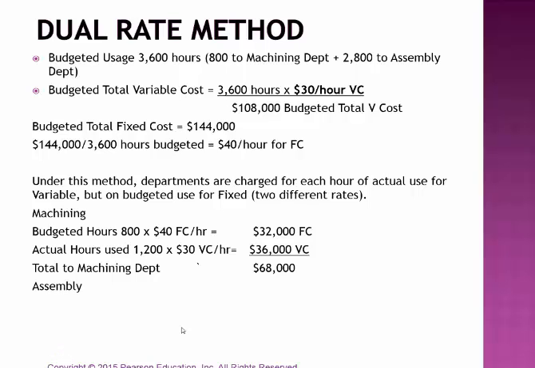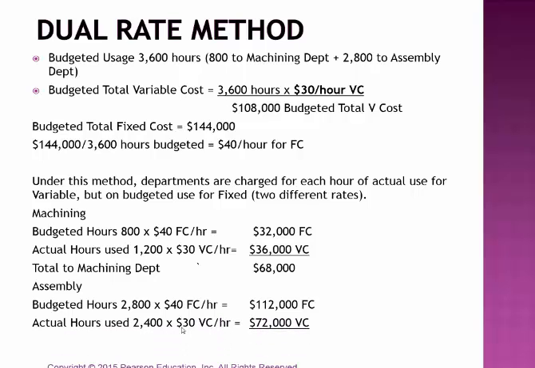What about the assembly department? Again, budgeted hours are used times the fixed cost rate, giving us a total of 112,000. And then the actual hours is what's used for the variable cost, giving us a total of 72,000. If we add that up, we get 184,000.